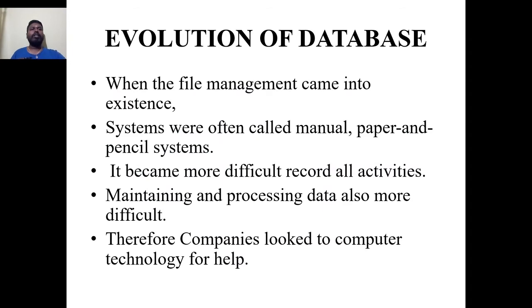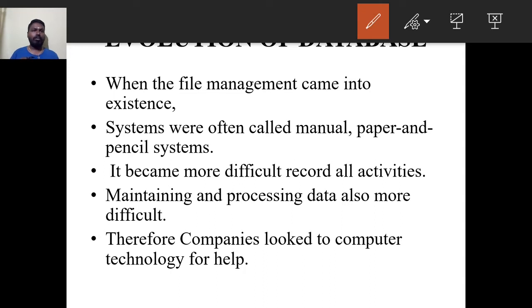Next, evaluation of database. Here, when the file management came into existence, the system is called manual system and paper and pencil system. What is manual system? Assume I'm going to give 100 numbers, you have to add all the numbers and tell the final sum. If you are using paper to add all the numbers, the process is called manual system or manual process. The same thing, the process is also called paper and pencil system.